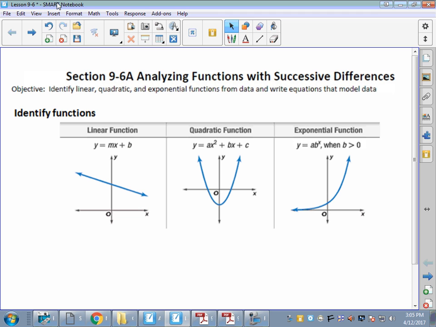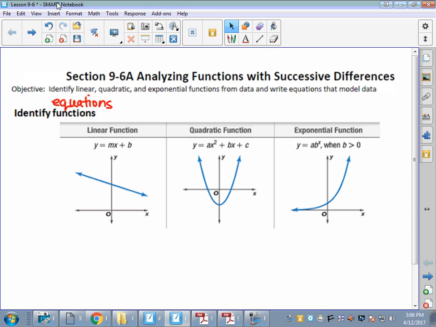We're going to analyze functions and this whole crazy title with successive differences. We'll talk about that. But first of all, if you notice, there's three kinds of functions that I'm going to ask you to identify. Remember, functions is just a fancy way of saying equations. What kind of equation is it? So we've got three options right now, and we've talked about all three of these this year.